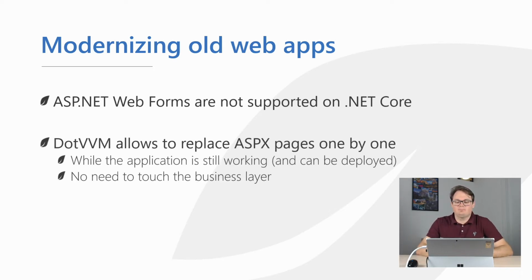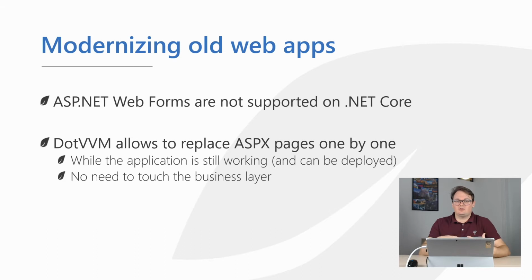So .vvm allows you to start replacing ASPX pages one by one. Because if you want to go to .NET Core, you have to get rid of Web Forms. There's no way you could use Web Forms on .NET Core. So you need to replace these ASPX pages with something else. And if you choose .vvm as a replacement, the good thing is that .vvm is supported on both .NET Framework and .NET Core, and can coexist with Web Forms in the same application. So you can basically take one page after another and just replace them one by one.